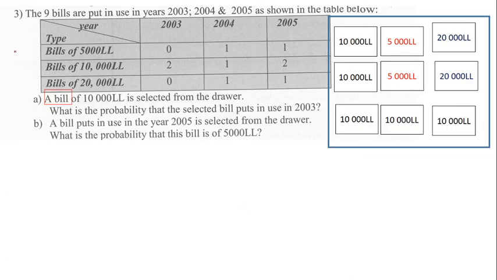Here in this table, and this is the last part, the nine bills are put in use in 2003, 2004, 2005. Bills of 5,000, we have two bills. One in 2004 and another in 2005. There are no bills in 2003 for 5,000. Bills of 10,000, two in 2003, one in 2004, and two in 2005, as we see, and the total is nine. In 2003, we have two bills. In 2004, we have three bills. In 2005, we have four bills. So we should look for the total. Also here, 0 plus 1 plus 1, it's 2. 2 plus 1 plus 2, it's 5. And this is good because we have five bills of 10,000.